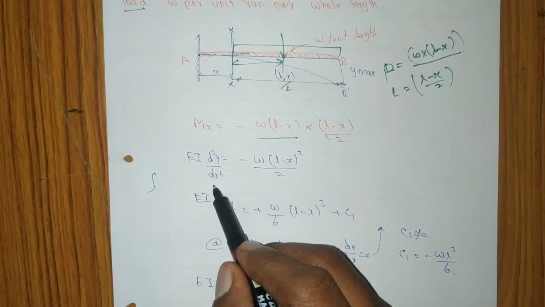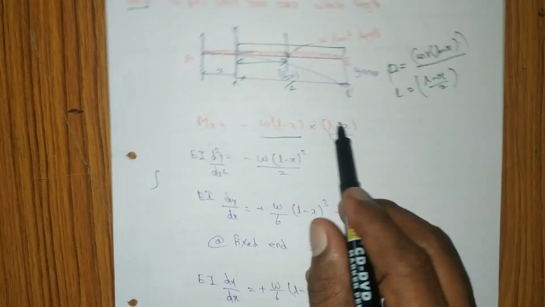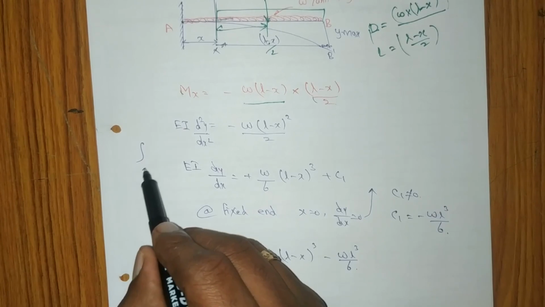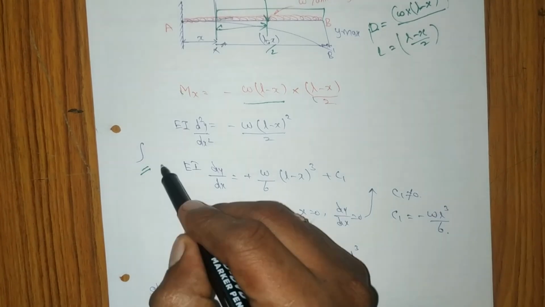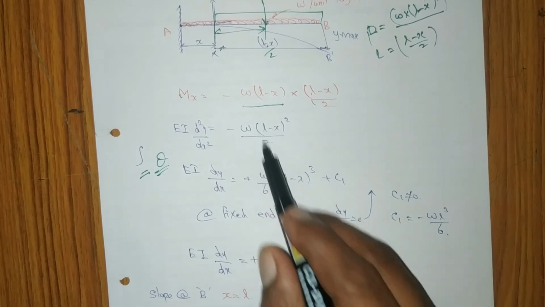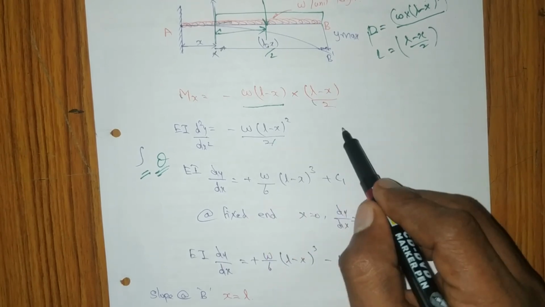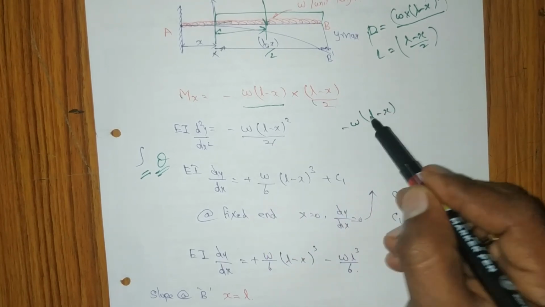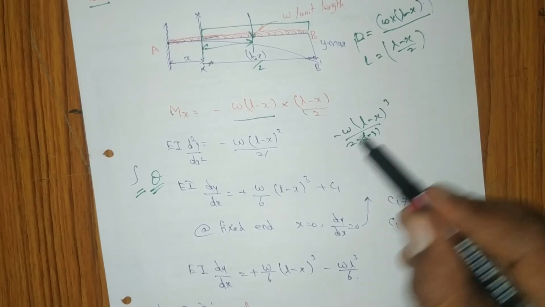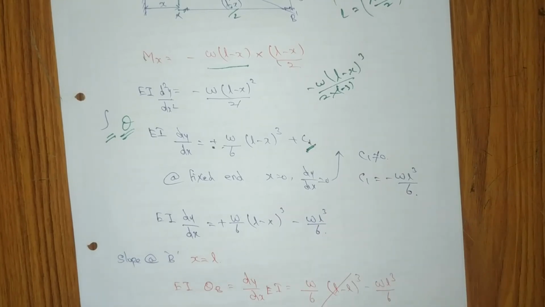That is what I am getting here. EI d square y by dx square equals minus W (L minus x) the whole square divided by 2. Now you do the single integration to find the slope, theta. EI dy by dx equals W by 6 into (L minus x) cubed, since 3 will come, and the minus signs combine, plus C1. You need to find out the C1 value.